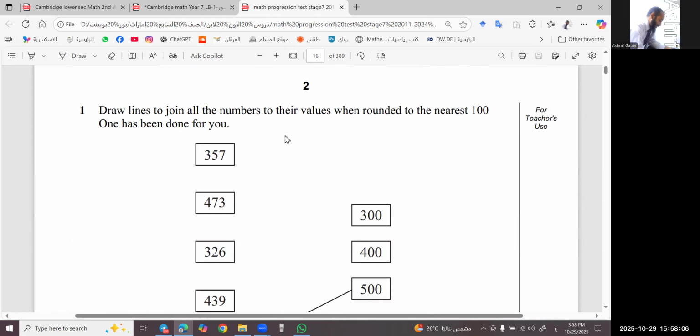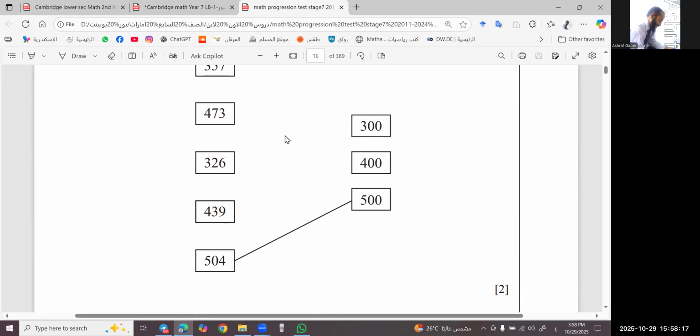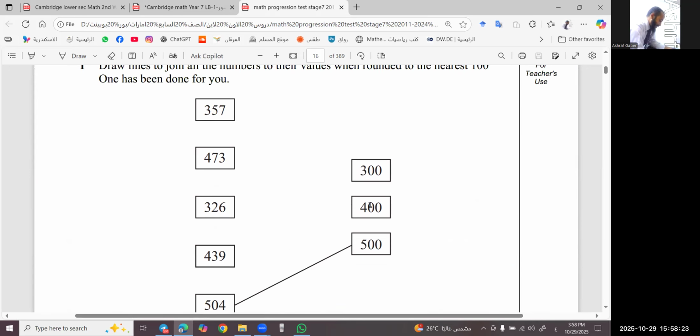Okay, in this exercise, draw lines to join all numbers to their values when rounded to the nearest hundred. One has been done for you. So in this exercise, 504 rounded to the nearest 100 gives 500. So we search for this number, Jaida, 357. Round it to the nearest 100, get what? Yes, 400. Jain, 473. It's 500.